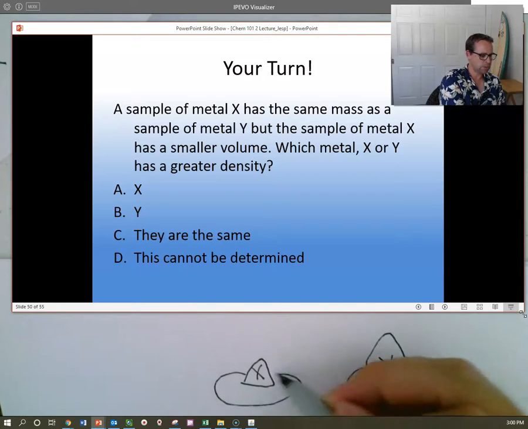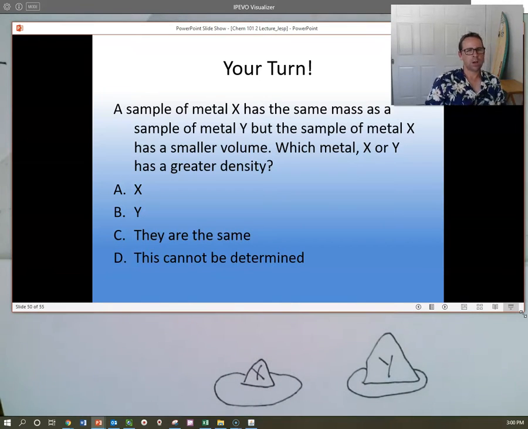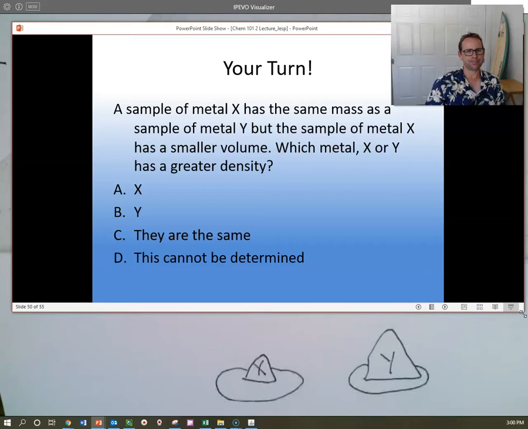So there they are. Now, what do we know about their masses? So the masses are the same. Okay. Their masses are the same, but X has a smaller volume. Is that enough for you to determine which one has a greater density or no? Really? What do you think? I think that Y would have the greater density.